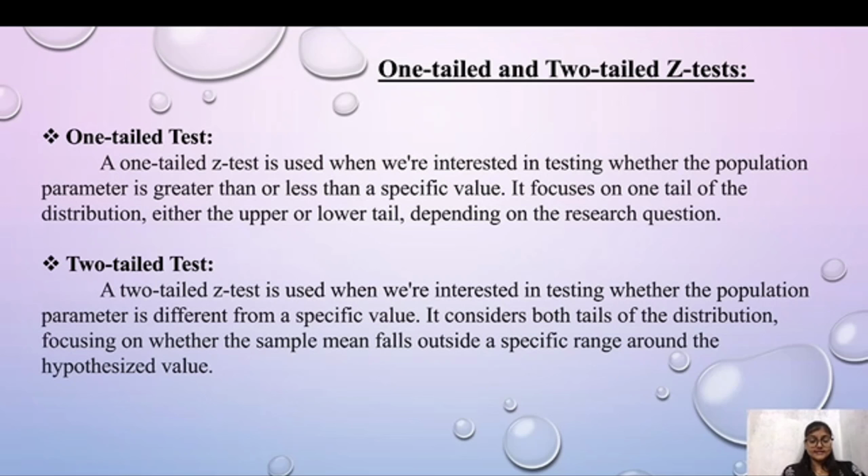A two-tailed z-test is used when we are interested in testing whether the population parameter is different from a specific value. It considers both tails of the distribution, focusing on whether the sample means fall outside a specific range around the hypothesized value.